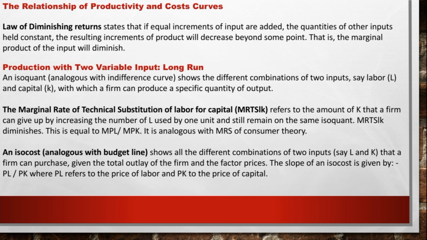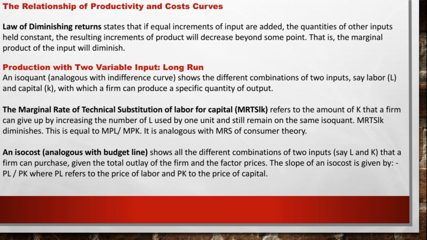MRTS of L for K diminishes. This is equal to MPL over MPK. It is the analog of the MRS of consumer theory. An isocost, analogous to the budget line, shows all different combinations of two inputs, say L and K, that a firm can purchase given the total outlay of the firm and the factor prices. The slope of an isocost is given by PL over PK, where PL refers to the price of labor and PK to the price of capital.